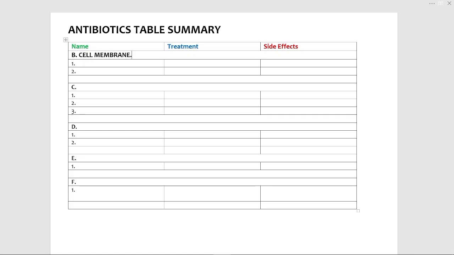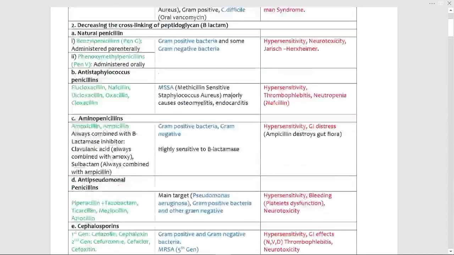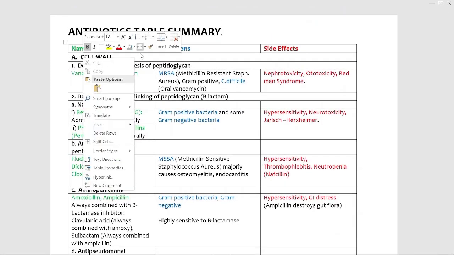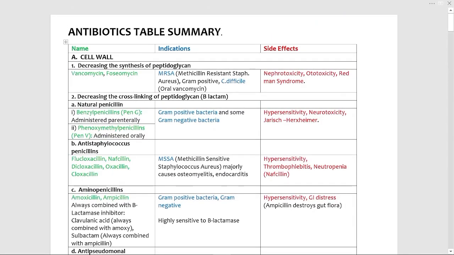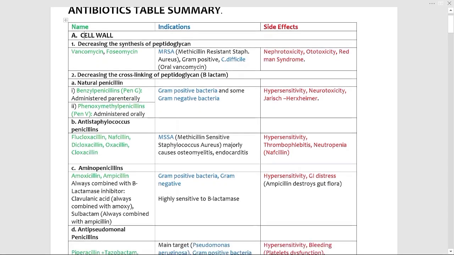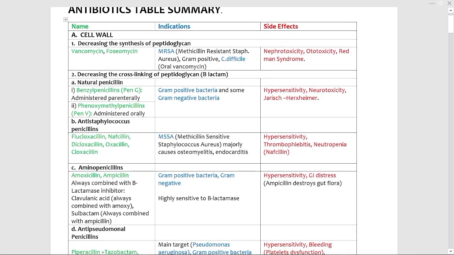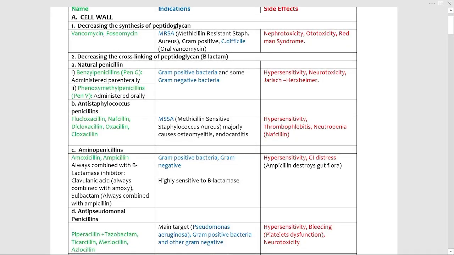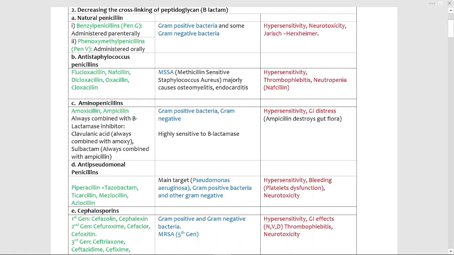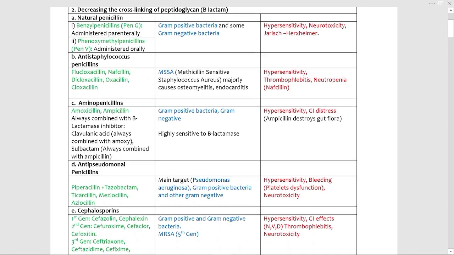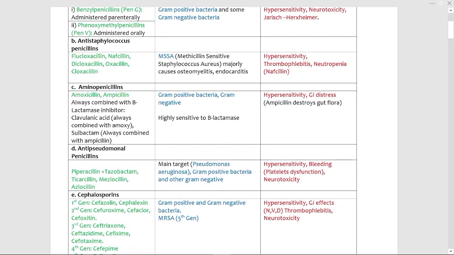So by now, I hope you guys have looked. In our first class, as I said before, we looked at the cell wall, as you can see here, and some of the antibiotics that work on the cell wall by decreasing the synthesis of the peptidoglycan layer. And this is vancomycin and fosfomycin. We looked at those drugs that work on the cell wall by decreasing the cross-linking of the peptidoglycan layer, the beta-lactam antibiotics, the likes of natural penicillin, Pen-G and Pen-V, the anti-staphylococcal penicillins like flucloxacillin, nafcillin, dicloxacillin, oxacillin, and cloxacillin. We looked also at the aminopenicillins, amoxicillin and ampicillin.